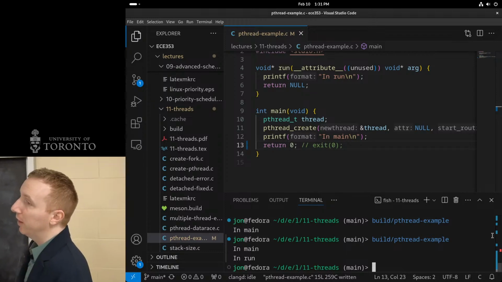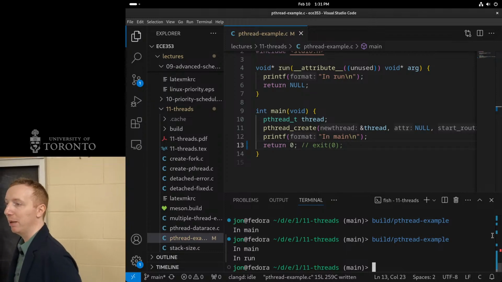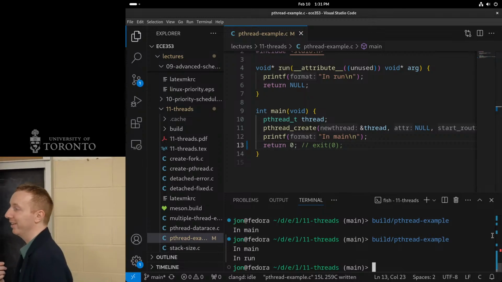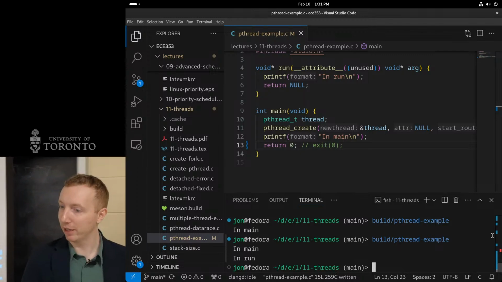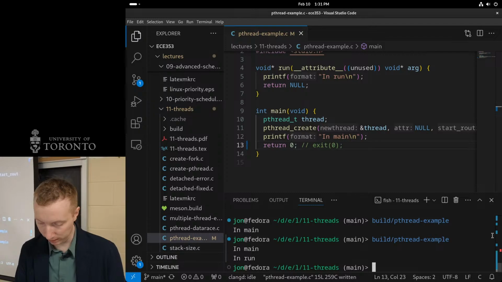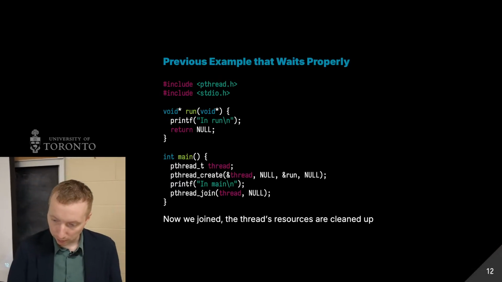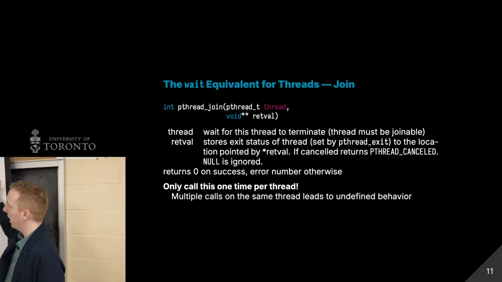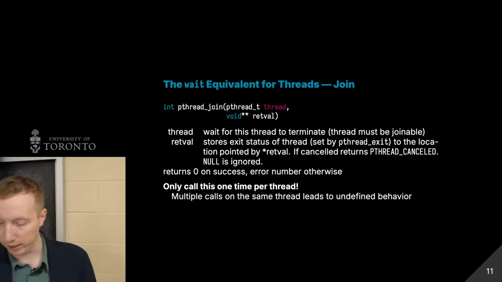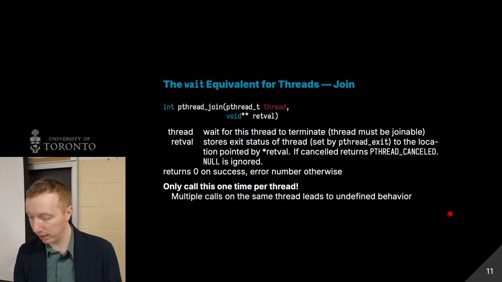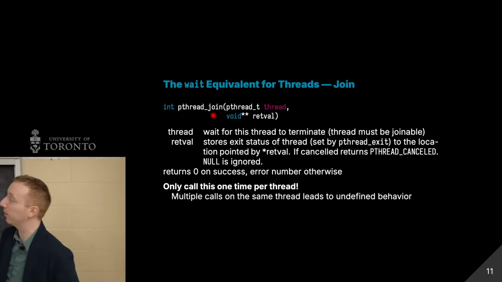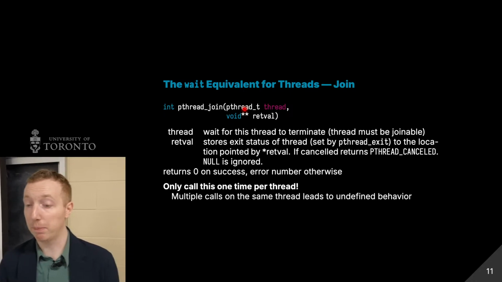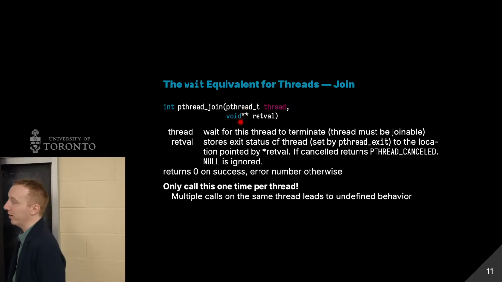So if this was a process, what am I missing if I was to be a good parent? Yeah, I could wait for it, right? I could make sure I clean up my child and read its return value and everything like that. So there's a wait equivalent for threads. Annoyingly, it's not called wait, it is called join. Everything is prefixed with pthread underscore, so this one's called pthread_join. It takes that pthread_t, which is basically the thread ID set by the create, and then we get this: void star star. Everyone loves that.